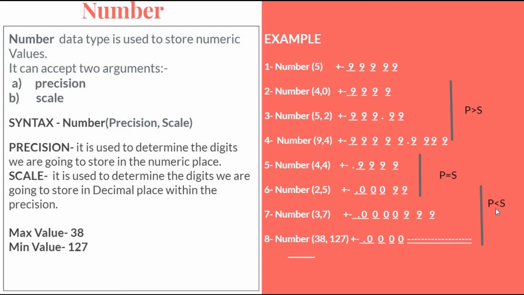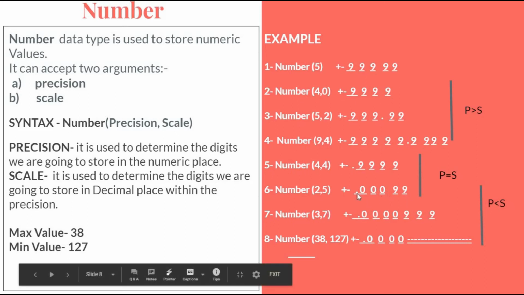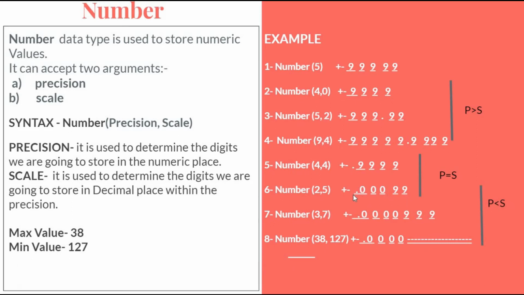But what will happen if precision is smaller than scale? That means the decimal part is greater and precision is small. So here we have an example like 2, 5, where 2 is precision and 5 is scale. Don't be worried about that. Just put the largest number, 5. So make 5 blocks, 1, 2, 3, 4, 5. Then what is the precision? 2. So from the last fill 2 blocks with 99, and fill the rest with 000. And don't forget to put the decimal, because scale is 5, that means all of it is in decimal format.